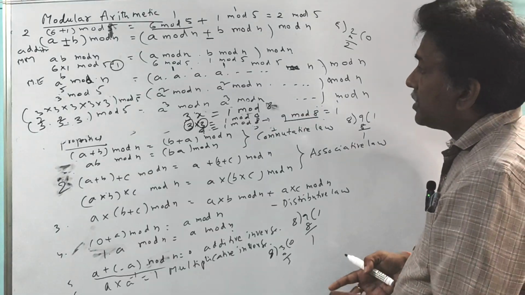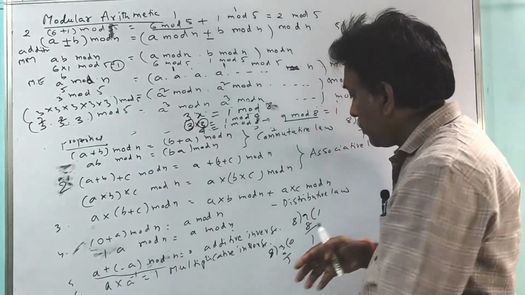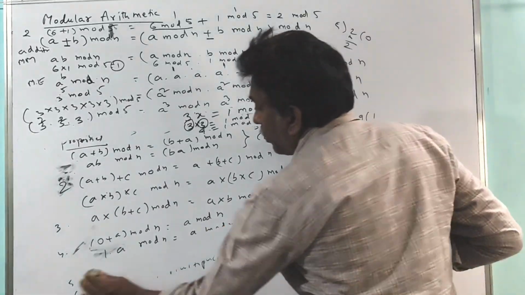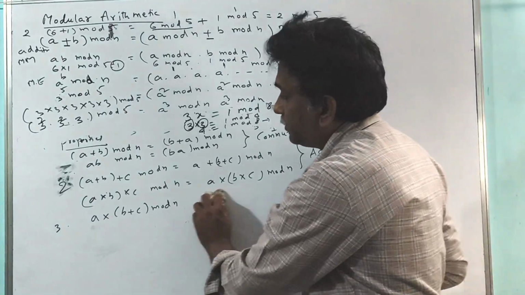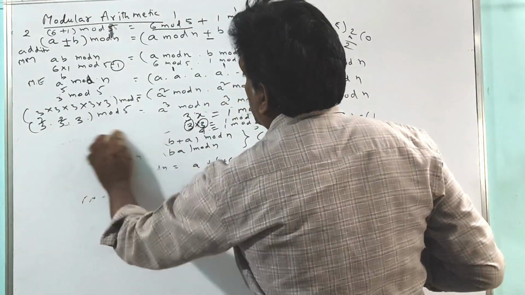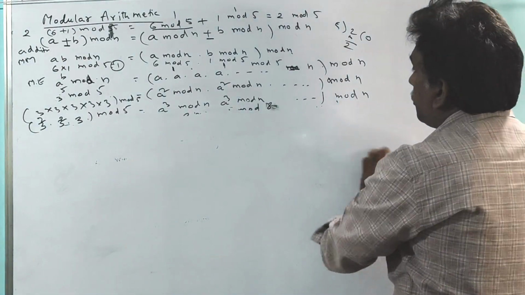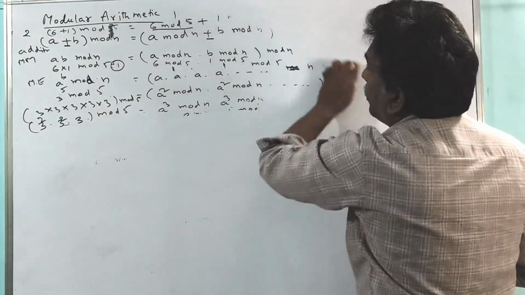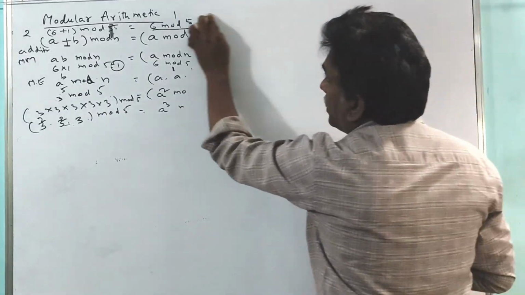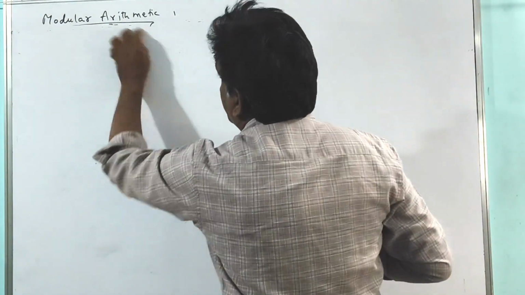Next we will see the relative primes and primitive roots. What is a primitive root and what are relative primes? In the next class we will see. Now we will see relative primes and primitive roots. What is a relative prime number and what is a primitive root.